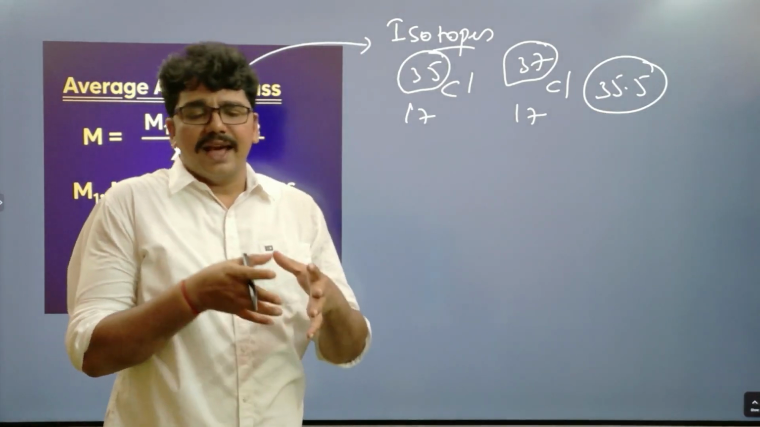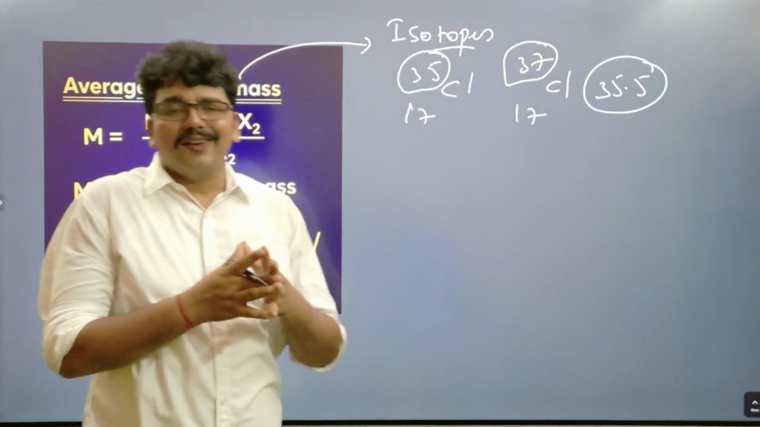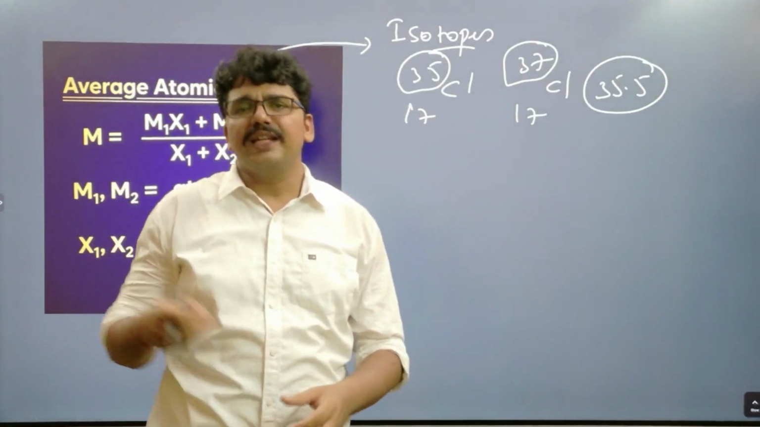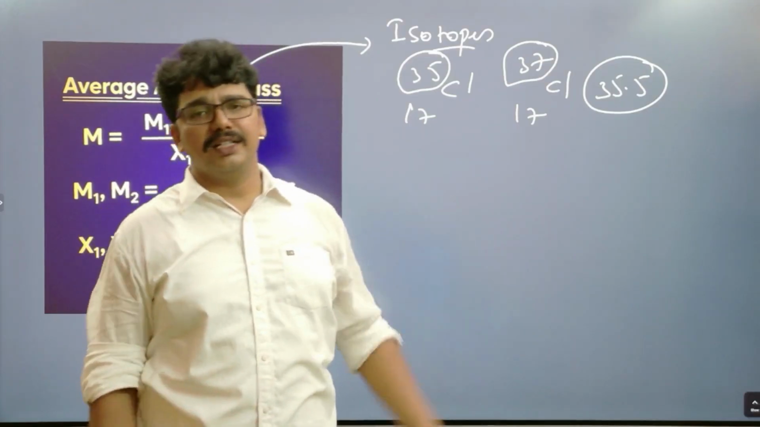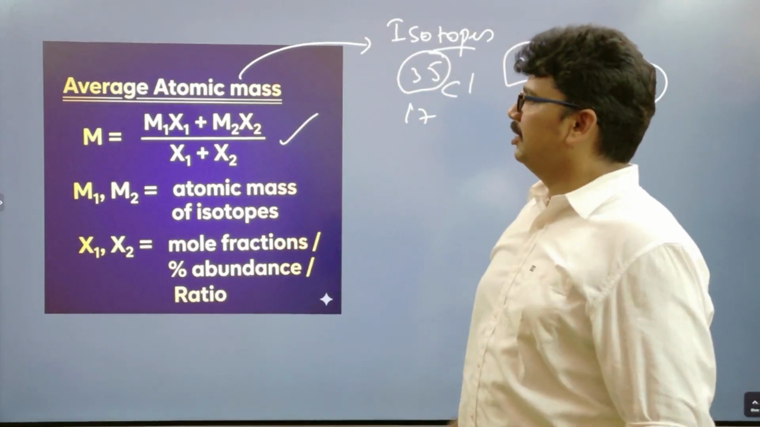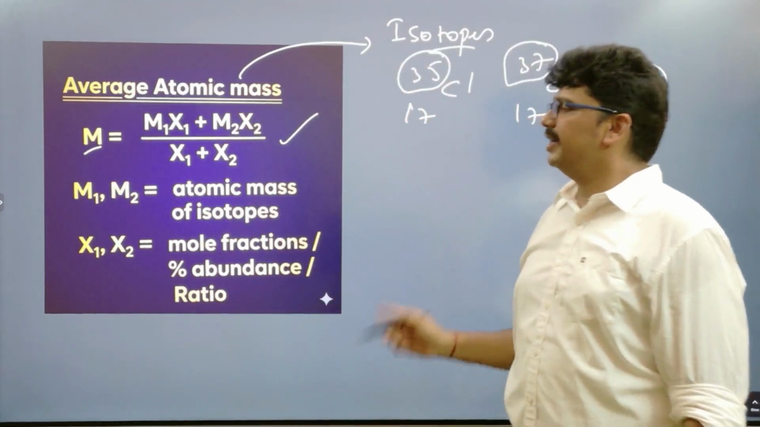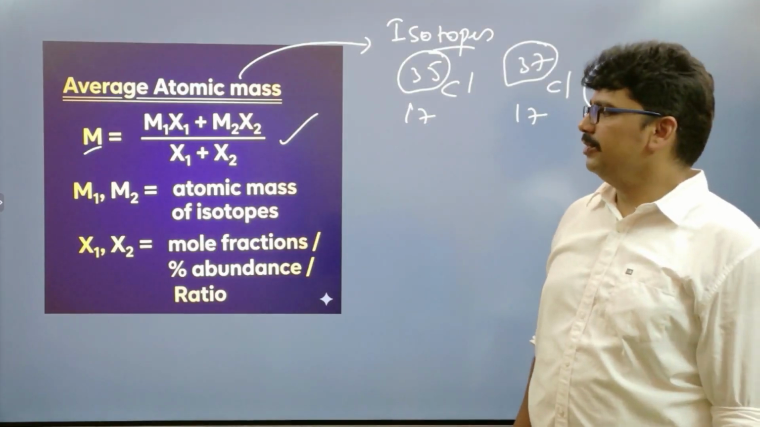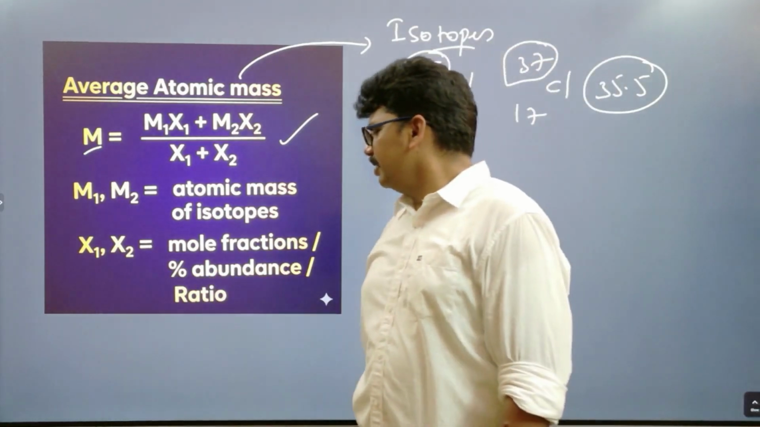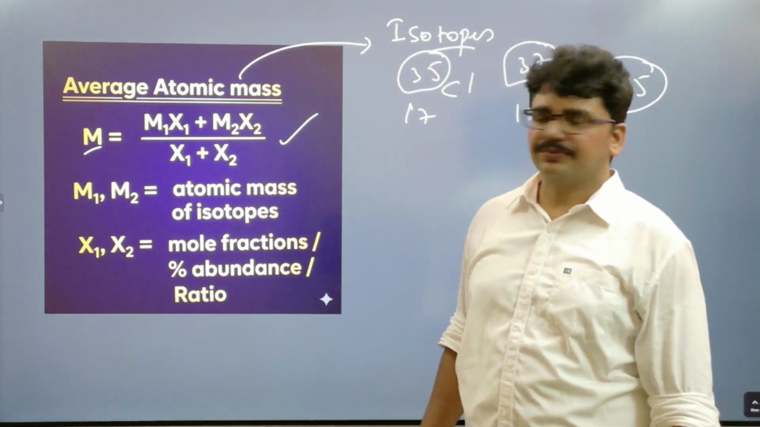Whenever an element has two or more isotopes, its atomic mass cannot be taken directly. Its atomic mass is not the atomic mass of any particular isotope. We have to take the average atomic mass. How do you take average atomic mass? Use this formula: average atomic mass M is equal to M1x1 plus M2x2 by x1 plus x2, where M1 and M2 are the atomic masses of the given isotopes. x1 and x2 may be percentage abundances, mole fractions or ratios.